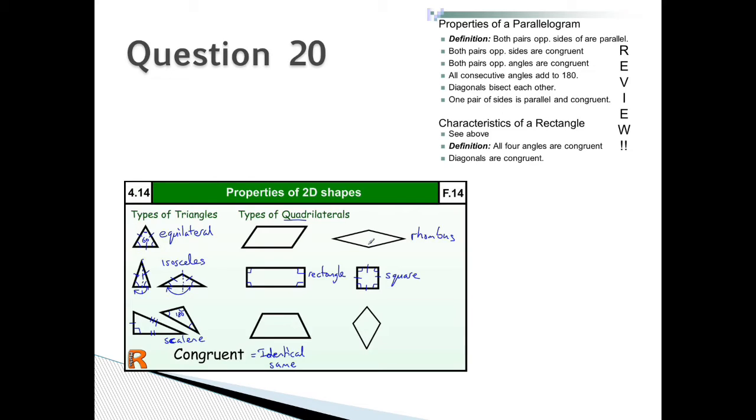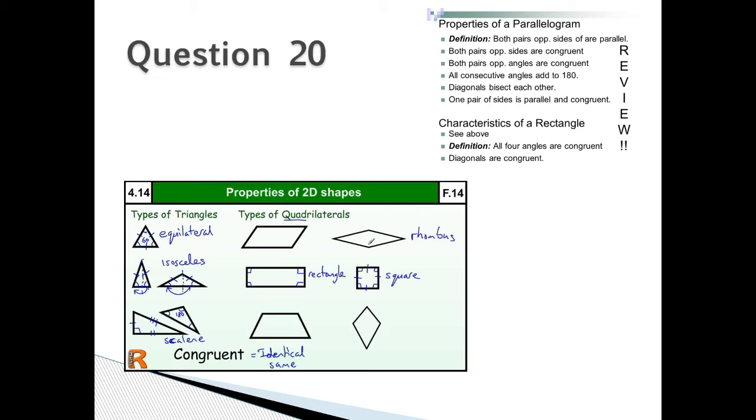The types of quadrilaterals that one needs to know would be a parallelogram, a rhombus, a rectangle, a square. You have a diamond or a kite, or a trapezium. Congruent means exactly the same.